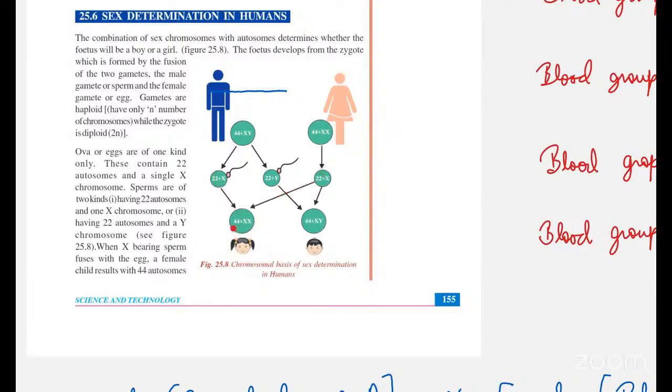Okay. And when 22 plus Y fuses with 22 plus X, it becomes 44 plus XY, it is called male. So, what is the chance of having a male or a female as a child? 50-50%. Who is the deciding factor? Male is the deciding factor for a male child or a female child. It depends on the male, not the female, because the female only has X, while the male has both X and Y.